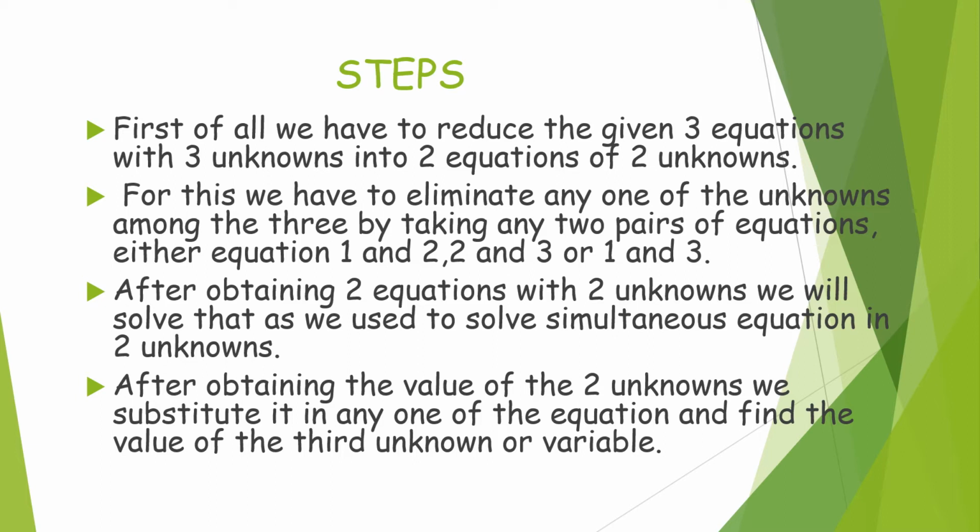We have already discussed how we will find the solution to simultaneous equations with 2 unknowns. Through those steps, we will find the values of the 2 unknowns, and after getting the values of these 2 variables, we will substitute them in any one of the 3 equations and find the value of the third unknown. These are the steps through which we solve a simultaneous equation with 3 variables.